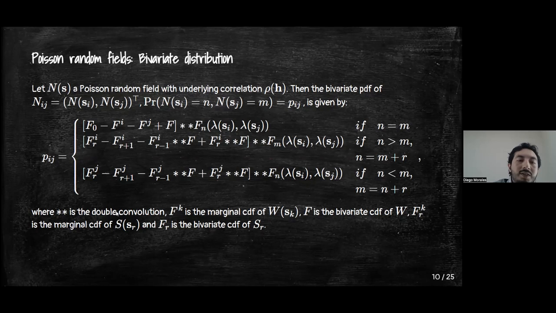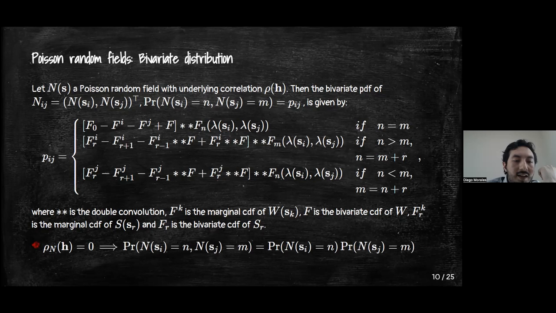And we can find an expression that depends on special functions, in that case the regularized incomplete gamma function and the hypergeometric function. The thing here is that the bivariate distribution has a high computational cost when we have large data sets. So when we are talking about the estimation, I present two ways to make that.